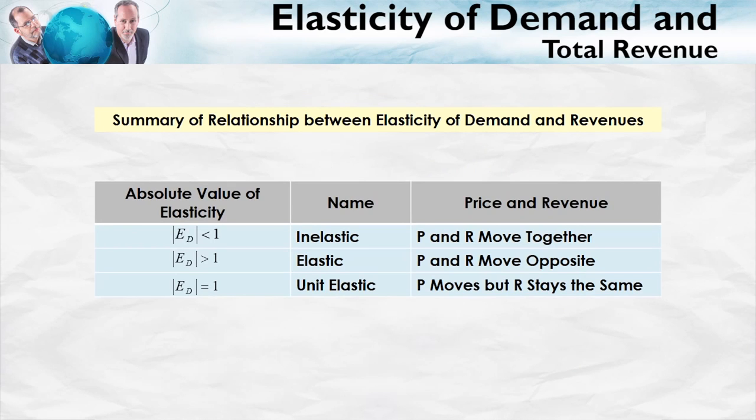So here's a summary of these relationships. When the elasticity of demand is less than 1, that's an inelastic demand curve, and price and revenue move together. When one goes up, the other goes up. When one goes down, the other goes down. If the elasticity of demand is greater than 1, that's an elastic demand curve, and price and revenue move in opposite directions. And can you guess what happens if the elasticity of demand is equal to 1? If you have a unit elastic curve, well then when the price changes, revenue stays the same.